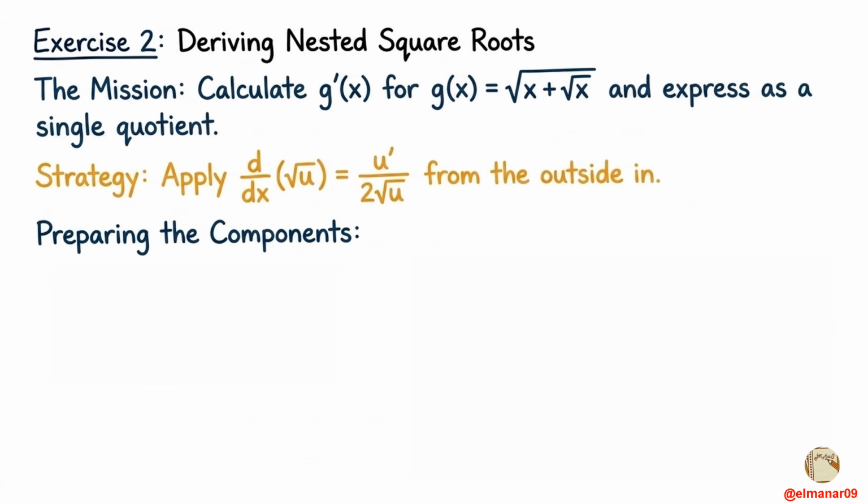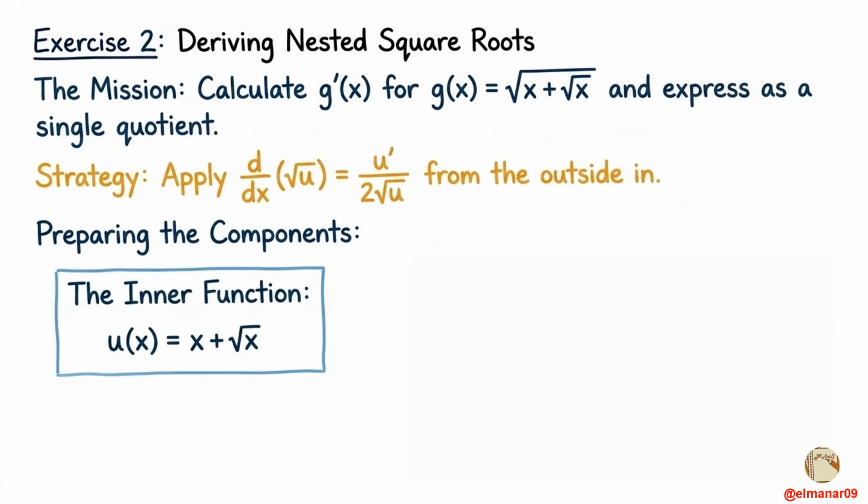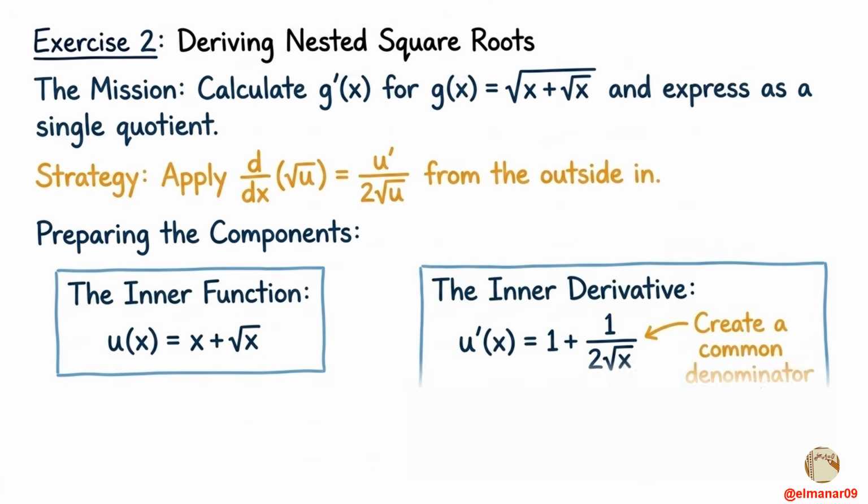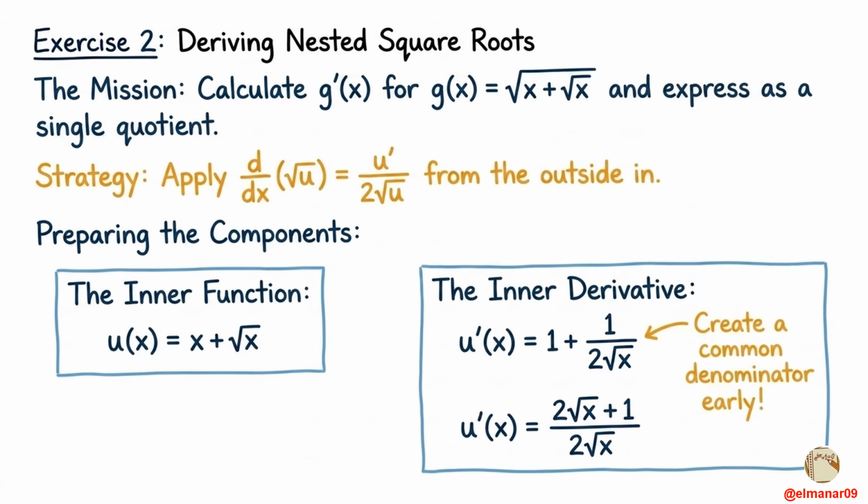Let's prepare our components first. The inner function u of x is x plus square root x. Now let's find its derivative, u prime of x. It's 1 plus 1 over 2 square root x. Here's a pro tip. Create a common denominator for u prime of x early. It becomes 2 square root x plus 1 divided by 2 square root x. Having this ready will make the final assembly much smoother. You're doing great. Keep going.